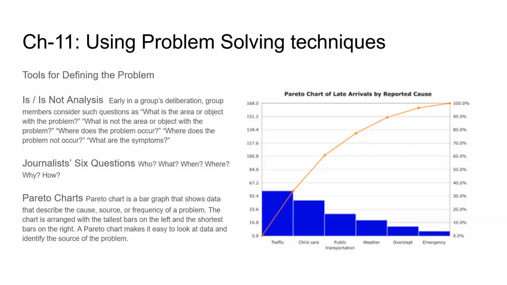There's also the journalist's 6 questions. That's again asking who, what, when, where, why, how. I think it's important for any storyteller, anybody who's just providing background data. If you're doing background research on any issue, you should know the who, what, when, where, why, how.